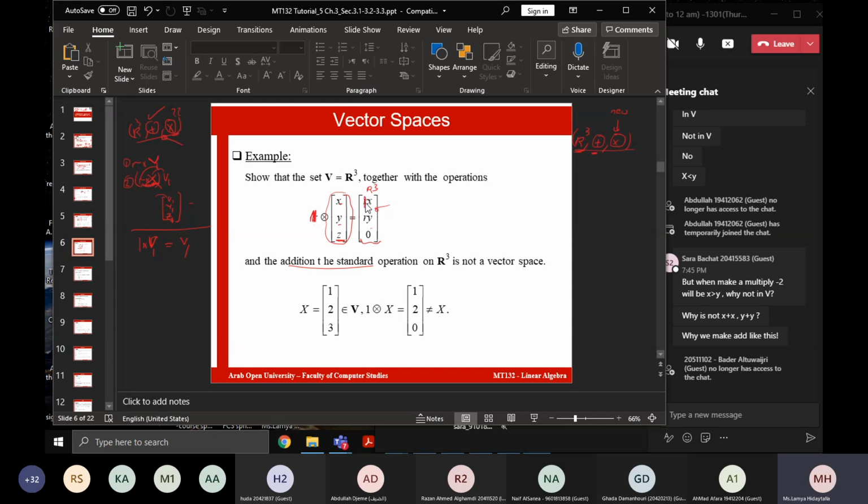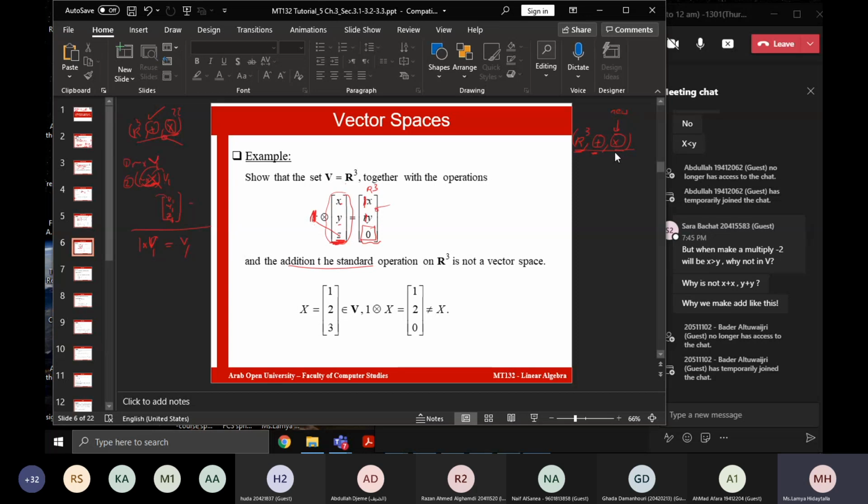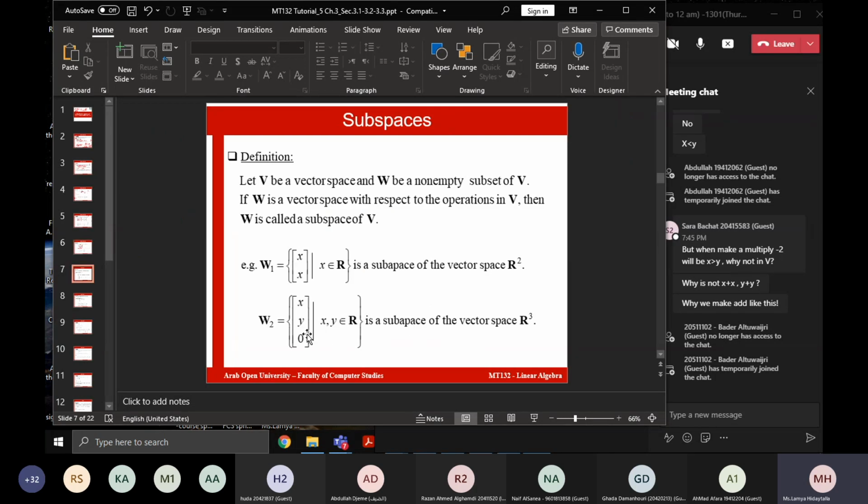No, because here the 1 times X gives X, 1 times Y gives Y, but 1 times Z should be equal to 0. So it's not the same vector. It's not a vector space. You got it? So yes, R3 under this new way of scalar multiplication is not a vector space. Clear? It's not a vector space because 1 times X is not equal to X, so it's not a vector space.